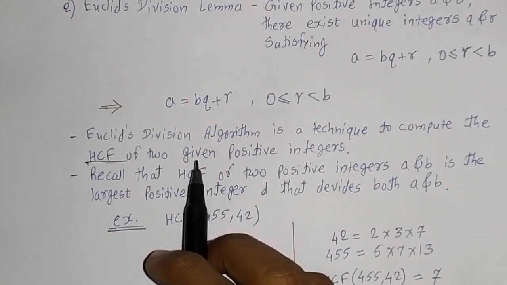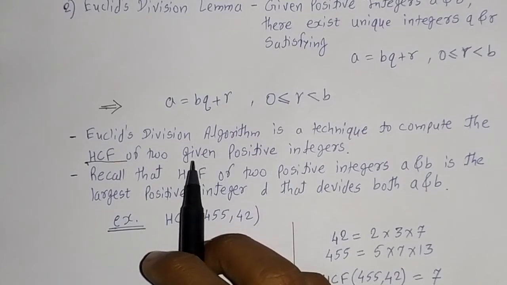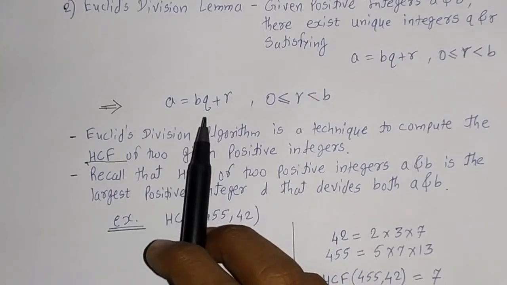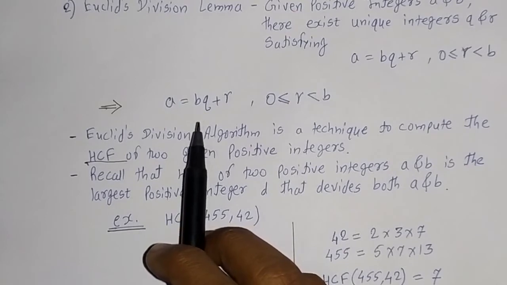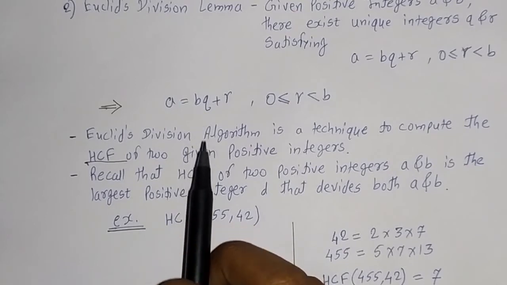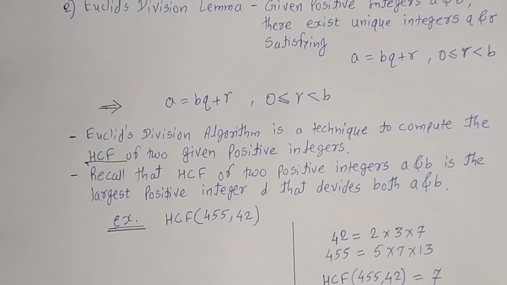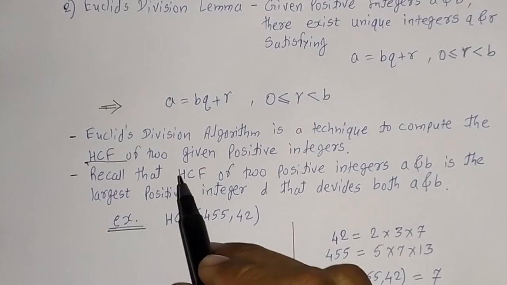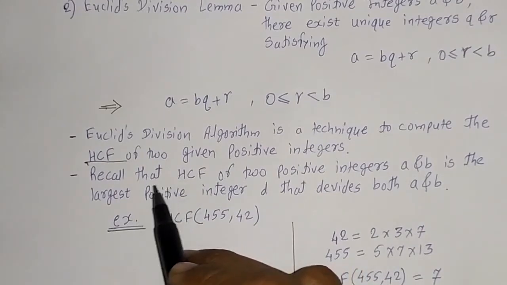Before this, we have seen the prime factorization method. By that method, we can find the LCM and HCF of any two numbers. But this Euclid's division theorem will help you to find the HCF within a few steps. If numbers are large, then it will help you to calculate the answer within a few steps. We don't have to factorize those large numbers. So what is the main use of this theorem? We can find the HCF.